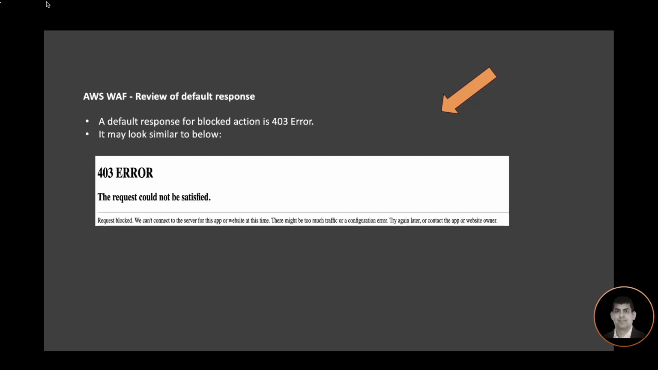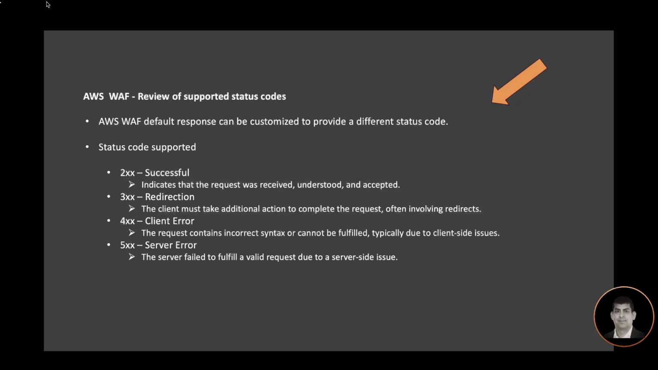So let's look at the default response quickly. A default response, like I stated before, is a blocked action 403 error. It may look similar to below when you use the block action, so you will see a 403 error and the request could not be satisfied. This is the default error code that will be returned for the blocked action. We want to change it, so let's look at what our options are.